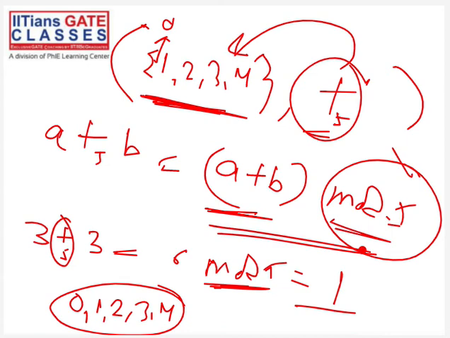If this is our operation, then the closure property is satisfied, and this plus operation is associative. The identity element also exists; the identity element is 0. You can check it out. Now for this structure, the inverse element should also be satisfied.